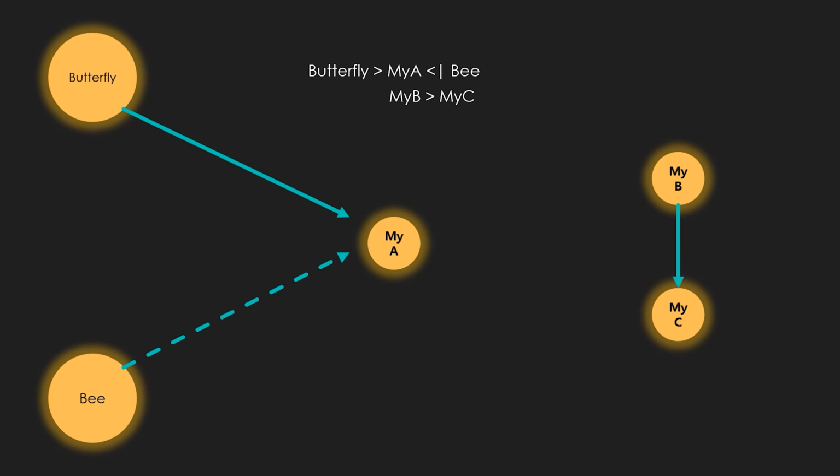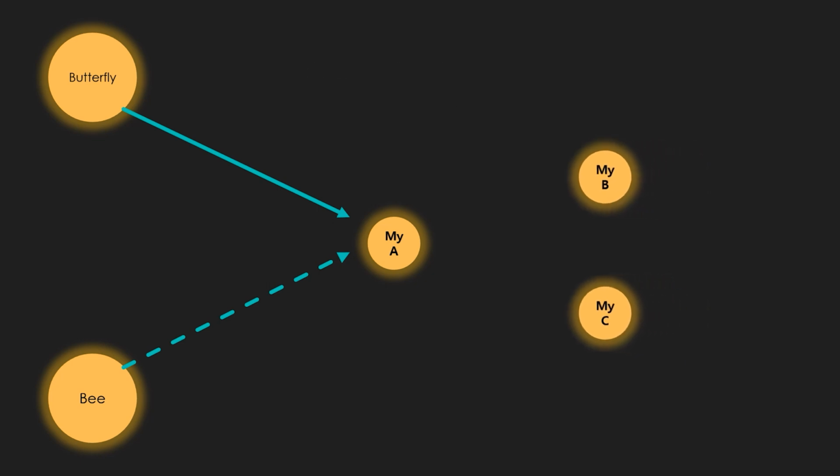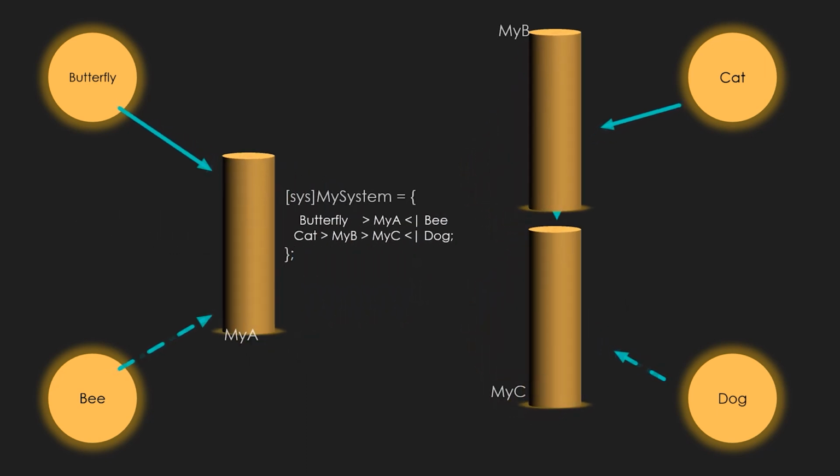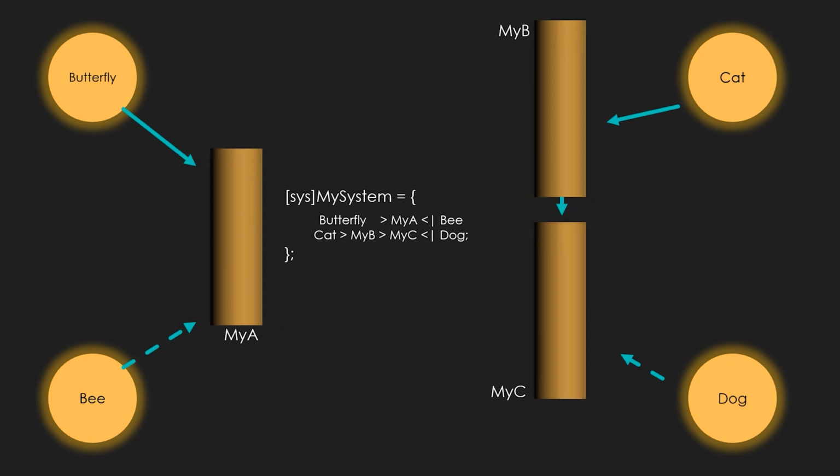My action A is initiated by the butterfly and reset by the bee. Another action, my behavior B, is initiated by the cat, and in this way it is possible to connect between the behaviors. In this way, causal connection refers to defining the relationship between cause and effect using various system actions.